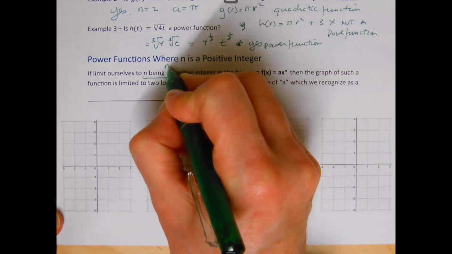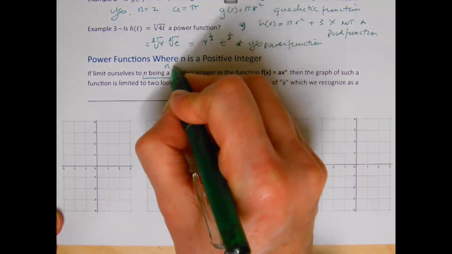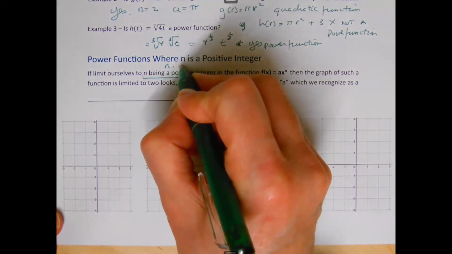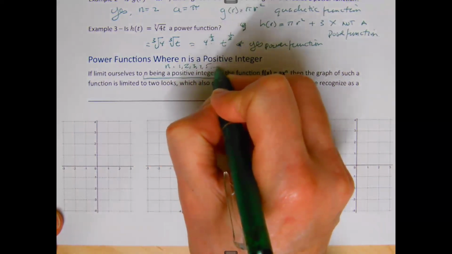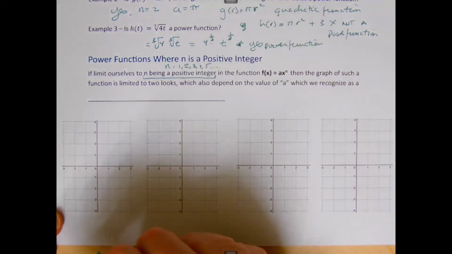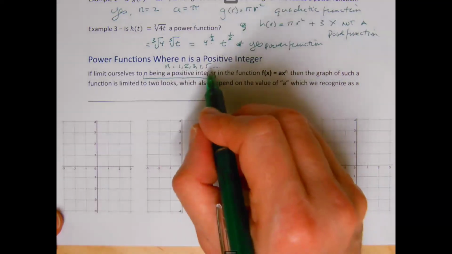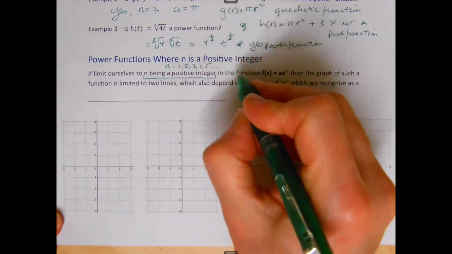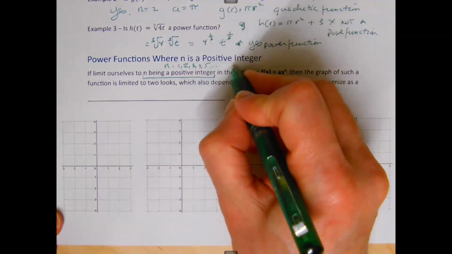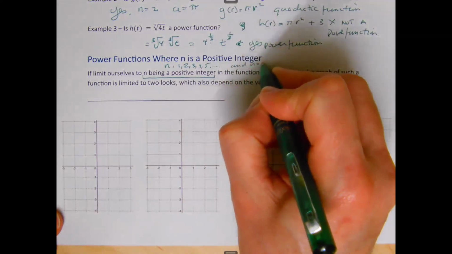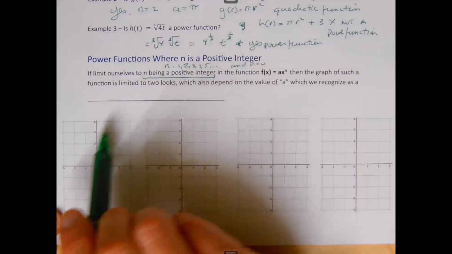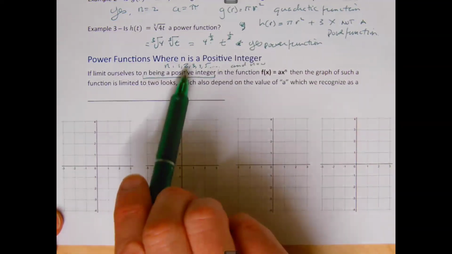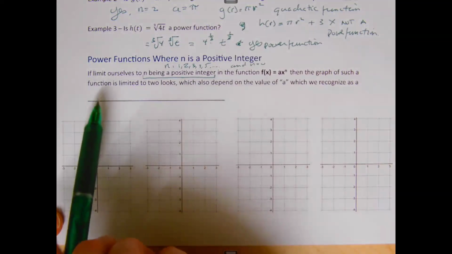And again, to remind ourselves what a positive integer is, it's going to be 1, 2, 3, 4, 5, and so on. Okay, those are positive integers. I could also have it being 0, so it should be a positive integer and can be equal to 0. But for this particular look, I'm going to leave it to 1, 2, 3, 4, 5, and so on.